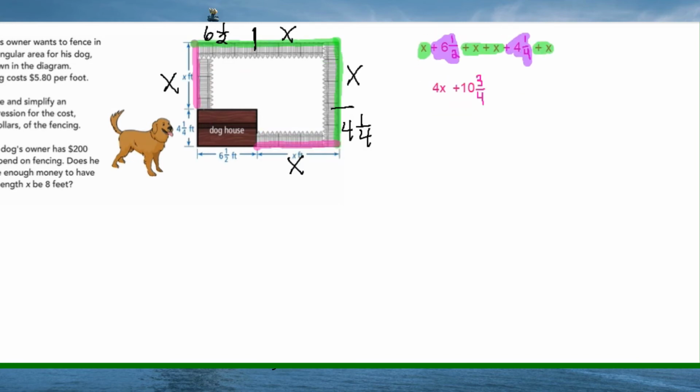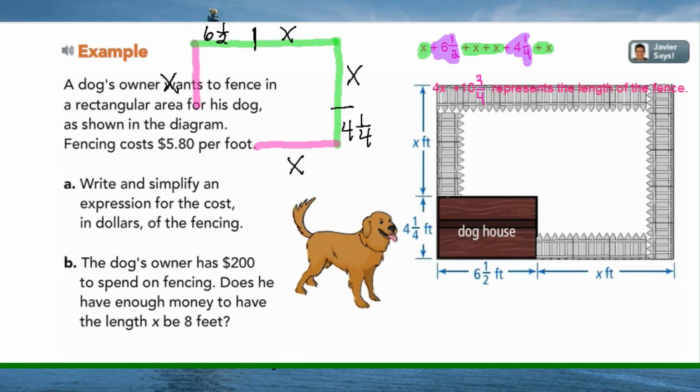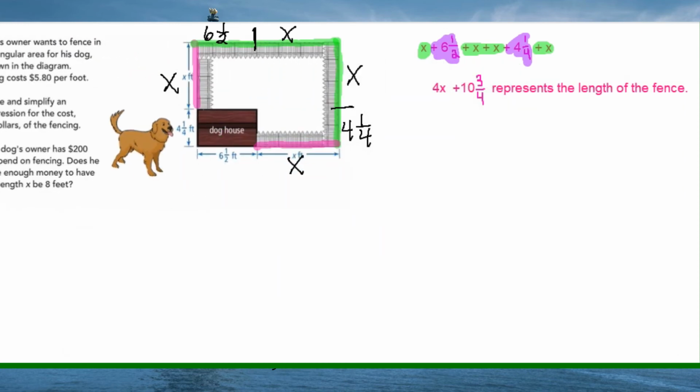Or 10 3/4. So when I add this together, I get 4x plus 10 3/4. And this expression here represents the length of the fence. So this is not answering the first part yet. That just helped us figure out the length of the fence. So if we answer the first part, it says write and simplify an expression for the cost in dollars of the fencing. So this expression here does not represent the cost of the fencing. It just represents the length of the fence.